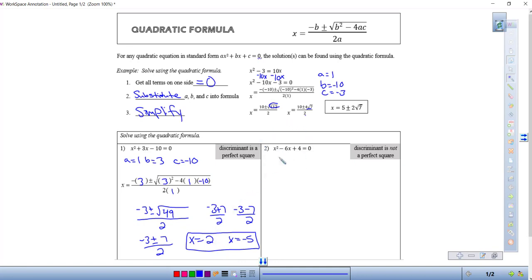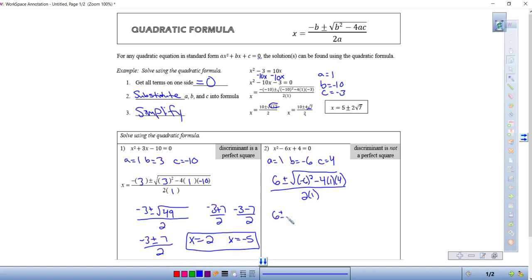Sometimes it's not a perfect square. So in this example, again, a is 1, b is negative 6, c is 4. Notice these are both equal to 0, so I didn't have to do any steps like we did up here. It's just go ahead and jump right into the quadratic formula. Negative b, b's already negative, so I'm just going to put a positive. It's the opposite of b. Square root of b squared minus 4ac, all over 2a.